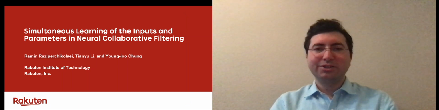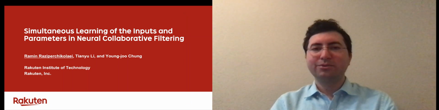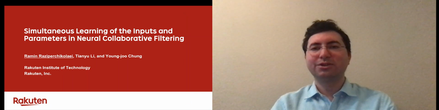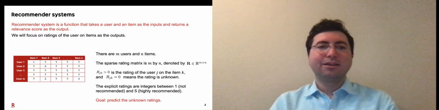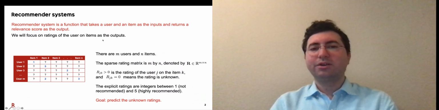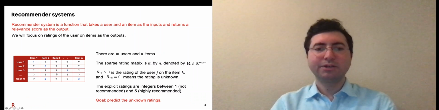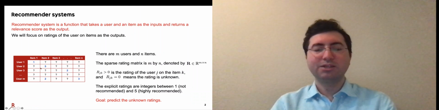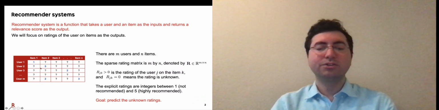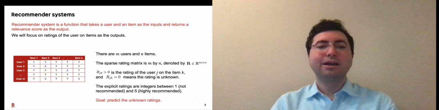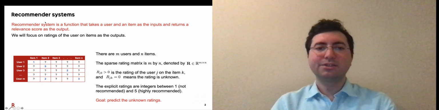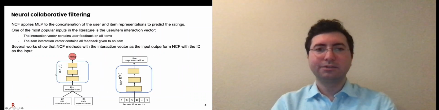In this presentation, I want to talk about learning the inputs and how it can improve the results of recommendation systems and neural collaborative filtering. The goal is to predict the ratings of the users on items. Let's say we have m users and n items and we have access to the rating matrix, which is m by n. Some of the ratings are known, and in most applications 95% to 99% of the ratings are unknown, and the goal is to learn a recommender system that predicts the unknown ratings.